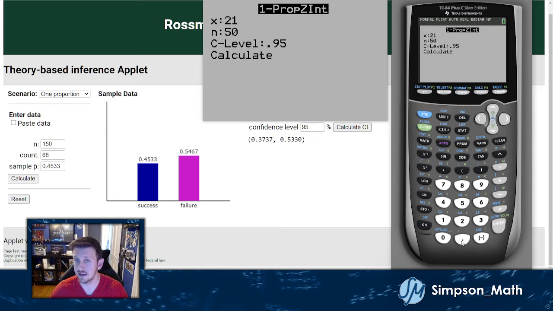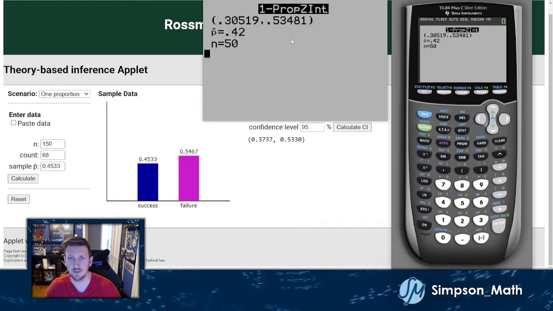And then it was a level of confidence, which is 0.9. Do note that it is between 0 and 1. This is a 0.9, below in the Rossman Chance applet, since it said percent there, then we knew that we would type in 90 or 95. So this is 0.9. So press calculate. If you're on an 83, these are your 3 entries that you need to have, and you'll need to separate them by commas. So I'll show you what that looks like in 1 second. So then here's our confidence interval, 30.5% to 53.5%. It even gives you your p hat and your n, so that way you can then work backwards and get your margin of error if you needed it.